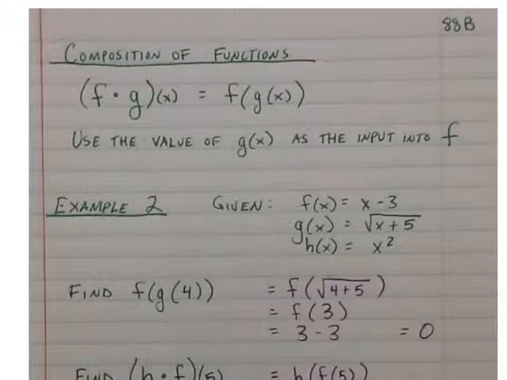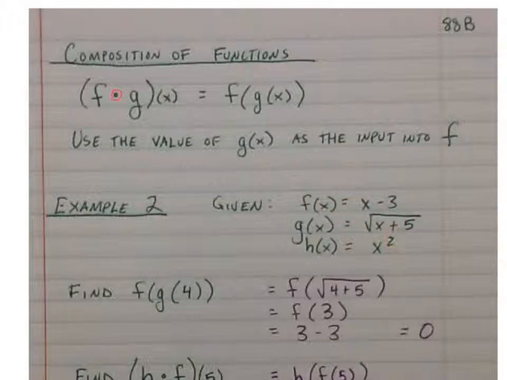On the next page, 88b, we learn about composition of functions. And this says f of g. That should be a circle. It looks kind of like a dot, but it is a small circle. It kind of looks like the word fog. f of g of x is when you take g of x and you plug it in for the variable for the rule f. So use the value of g of x as the input into f. And we see that down here.